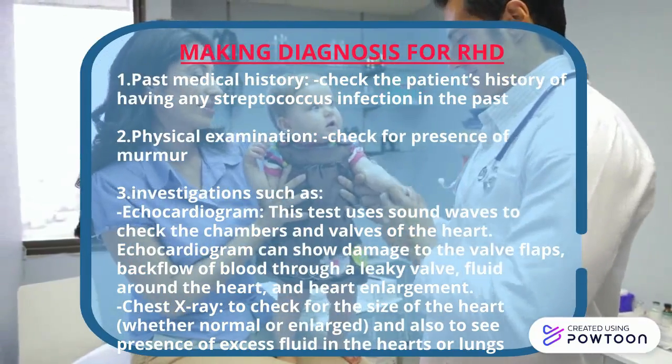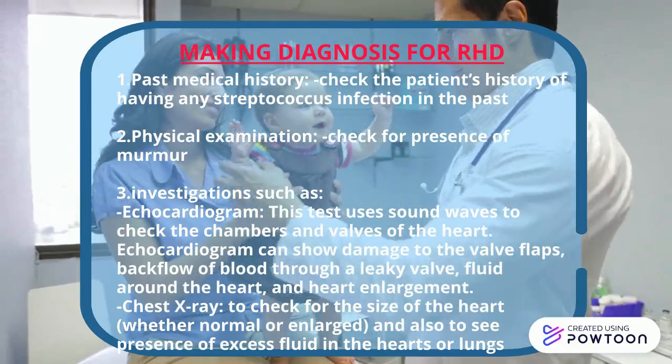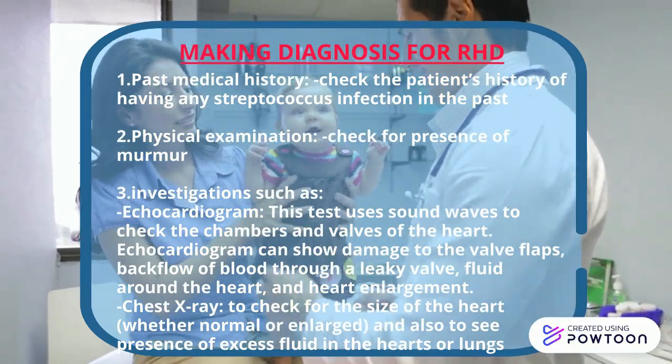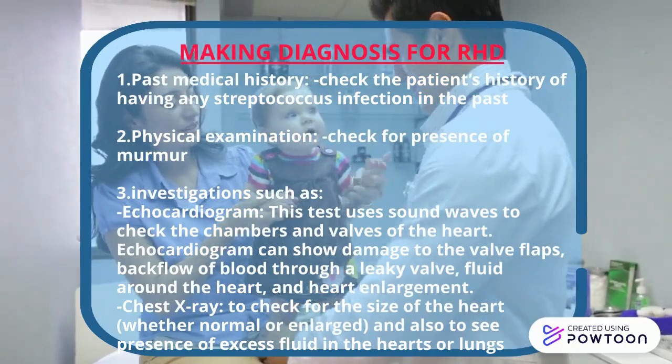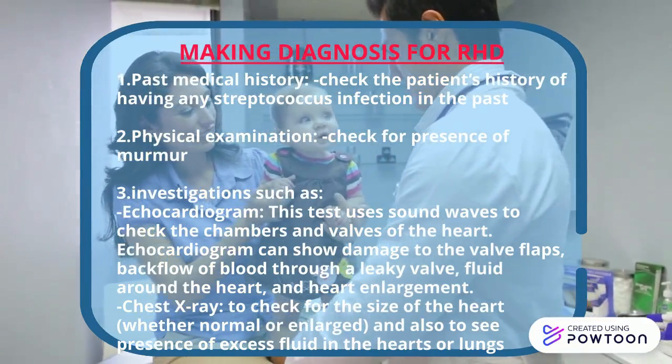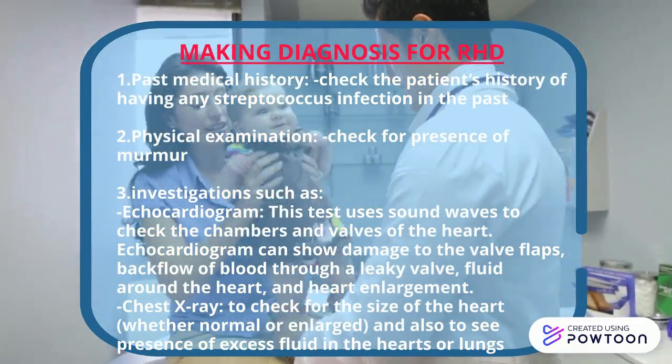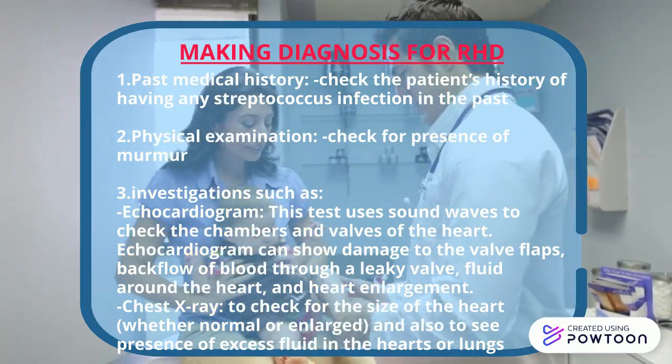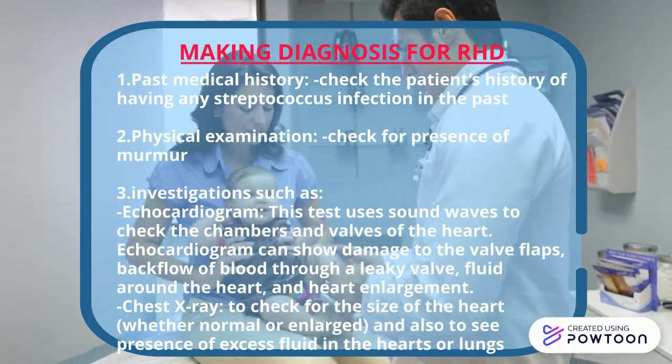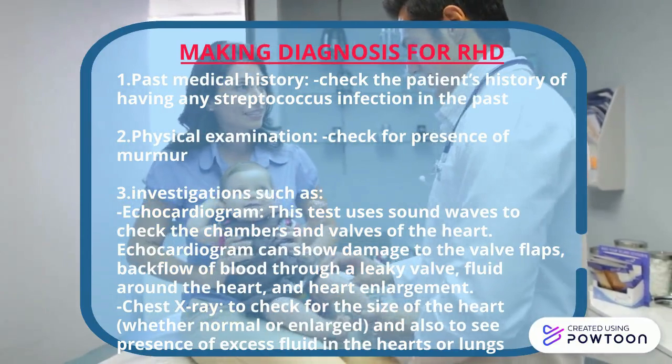For the investigation, echocardiogram will help to check the chambers and valves of the heart. As for the chest X-ray, it can help to check the size of the heart, whether it is in normal size or enlarged, and also to see if there is any presence of excess fluid in the heart or lungs.